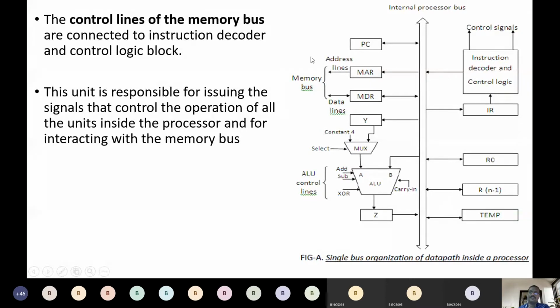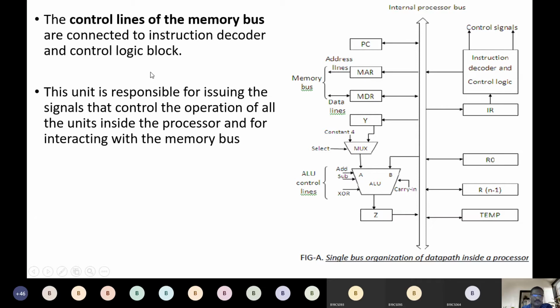Okay, we are getting three connections from the main memory: address lines, data lines, and also control lines. Similarly, we get address lines, data lines, and control lines from IO devices also. But we are not discussing the IO device at the moment. We are only dealing with main memory connections to the processor's internal structure.